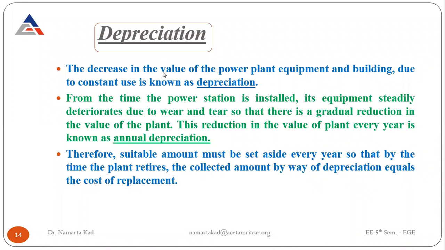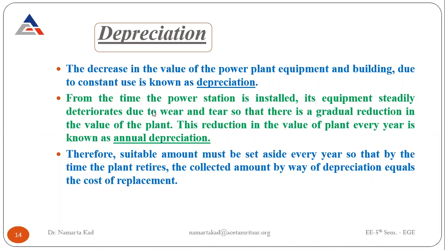So it is the decrease in the value of the power plant equipment and building due to constant use, because we have used our motorbike for daily purposes. As its usage increases, its cost decreases. That is depreciation. From the time the power station is installed, its equipment steadily deteriorates due to wear and tear, so there is a gradual reduction in the value of the plant. This reduction in the value of the plant every year is known as annual depreciation, that is, how much the cost decreases every year.